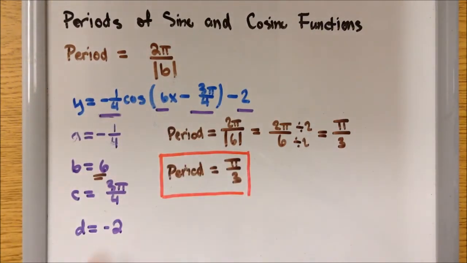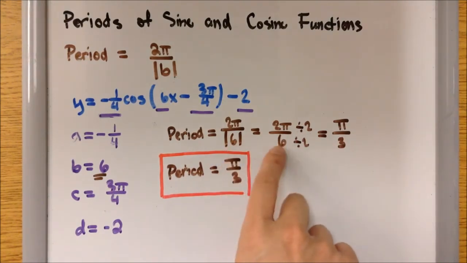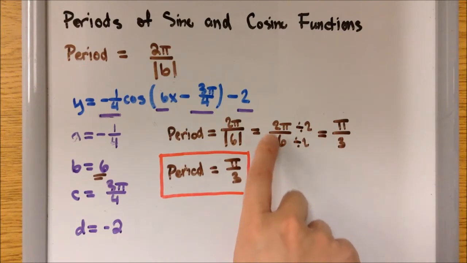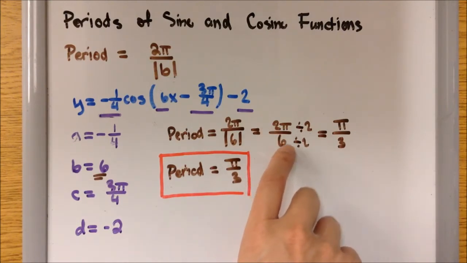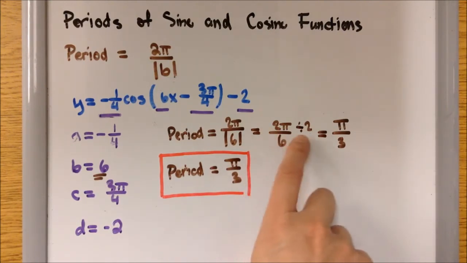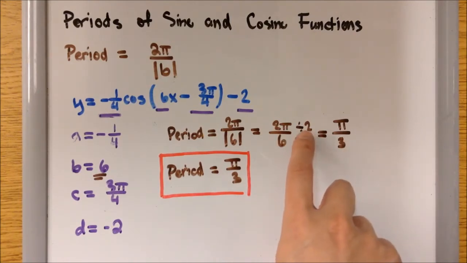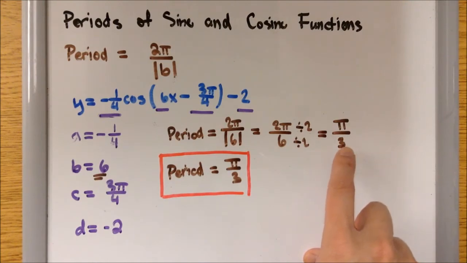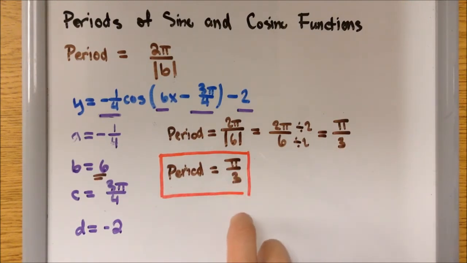So our B value was 6. We took the absolute value of it, positive 6. So when we had 2 pi over 6, we see that 2 and 6 are both even numbers. Both of them can be divided by 2. So when I did that on the numerator and the denominator, we got pi over 3. That's our final answer. So period is pi over 3. So always check if you can simplify.